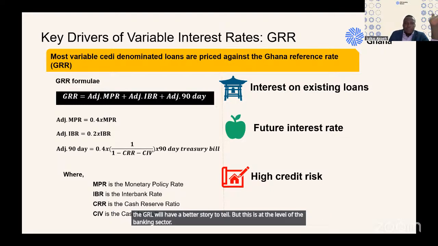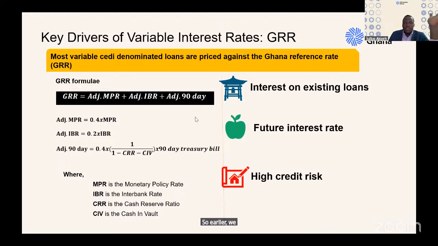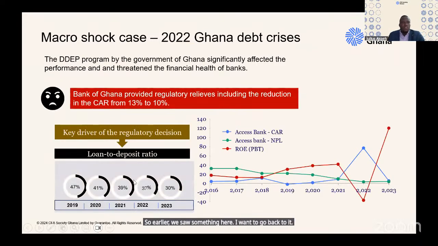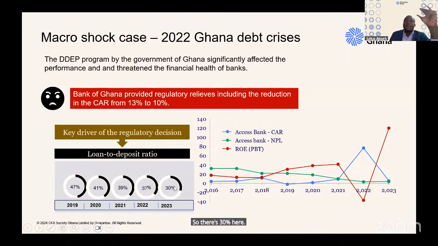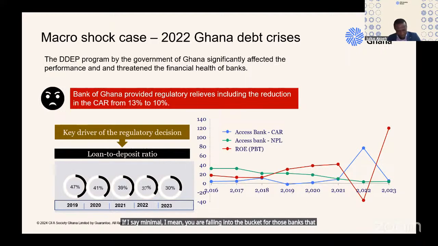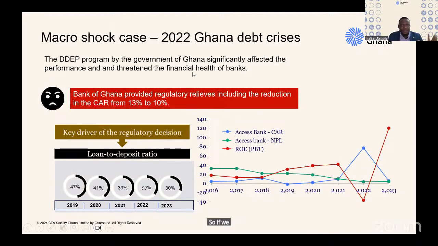So earlier, we saw something here. I want to go back to it. Earlier, we saw the loan to deposit ratio, and you saw that in 2019 it was 47%, and it dropped to 30% here. So this 30% is not even up to the minimum, right? If I say minimum, I mean you are falling into the bucket for those banks that will have to reserve 25%. So if we take the whole sector as a bank, the sector may have to reserve 25%.